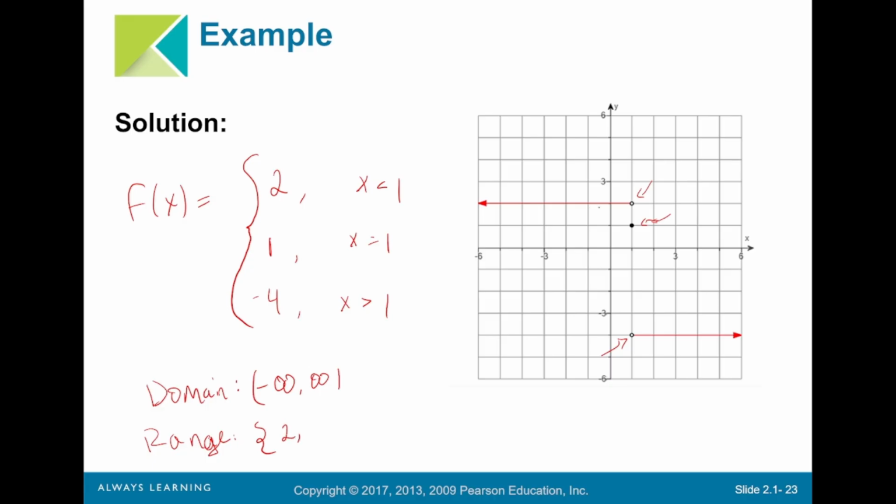The first one is 2. All my function sits on 2 up to x equals 1. I also have something at 1 right in there. And then lastly, I have -4. So my range is a set of 3 numbers: 2, 1, and -4.